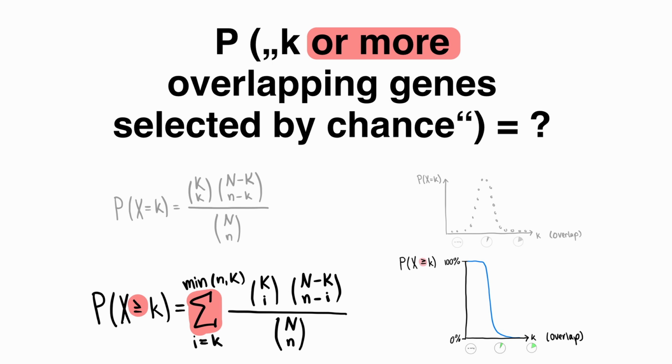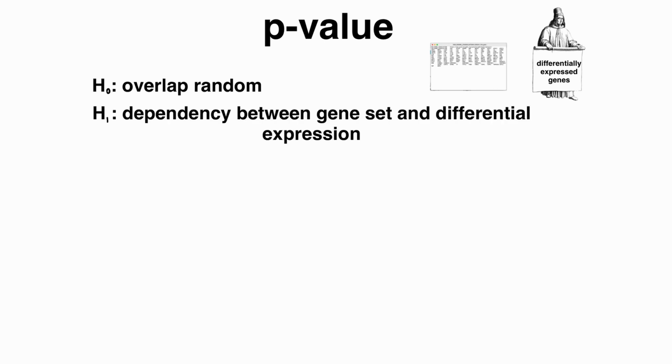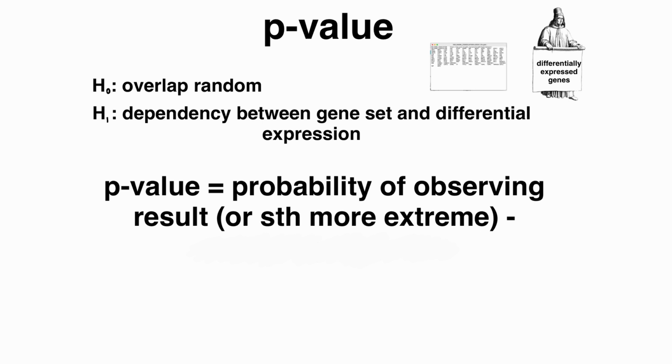What I have been indirectly talking about this whole time is the mystic p-value. Let's quickly unravel this before we can move on to the actual database. Our null hypothesis is that there is no relationship between genes being in a gene set and genes being differentially expressed. Overlap is just by chance. The alternative hypothesis is that there is a relationship, probably due to a biological cause. The p-value gives us the probability of observing our result, or something more extreme, assuming the null hypothesis is true.